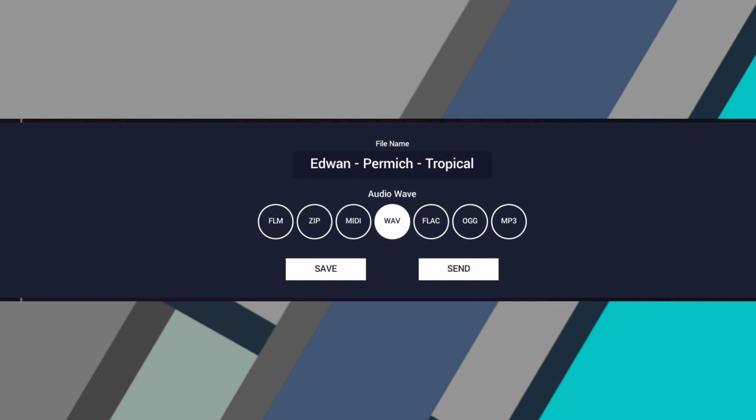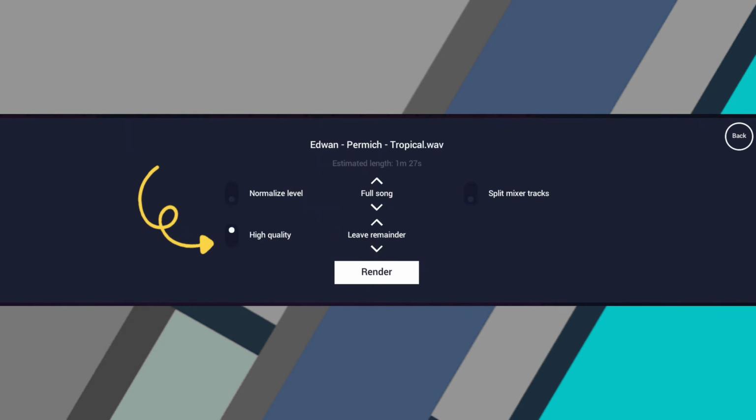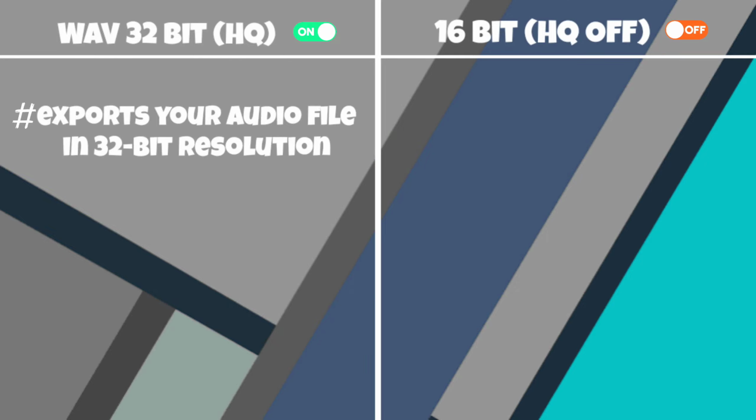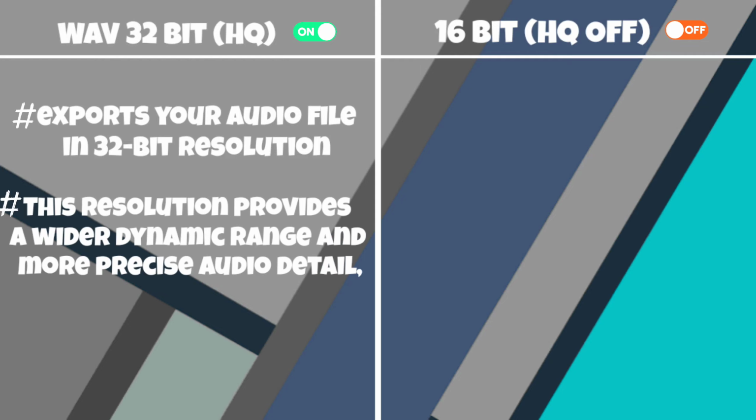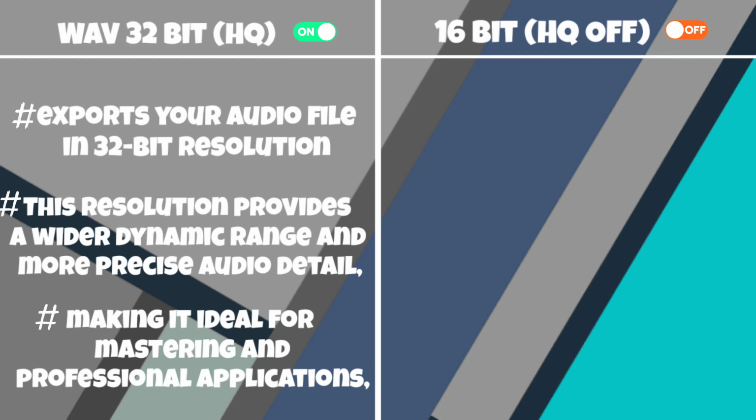When you render a track in WAV file with the high quality option on, the track saves in WAV file in 32-bit. This setting exports your audio file in 32-bit resolution, which is considered high quality. This resolution provides a wider dynamic range and more precise audio detail, making it ideal for mastering and professional applications.